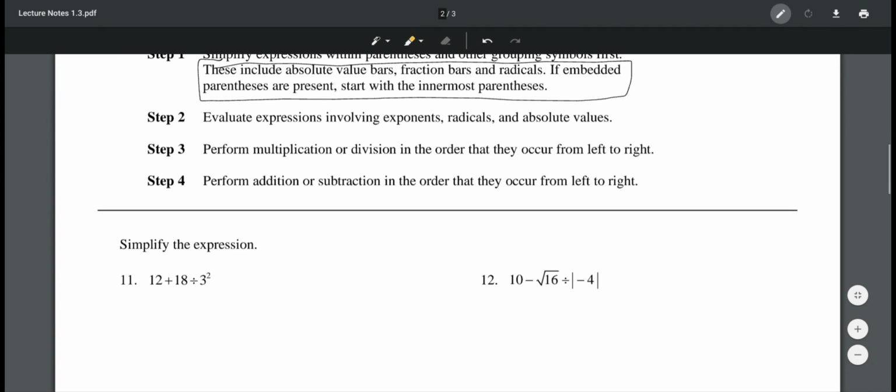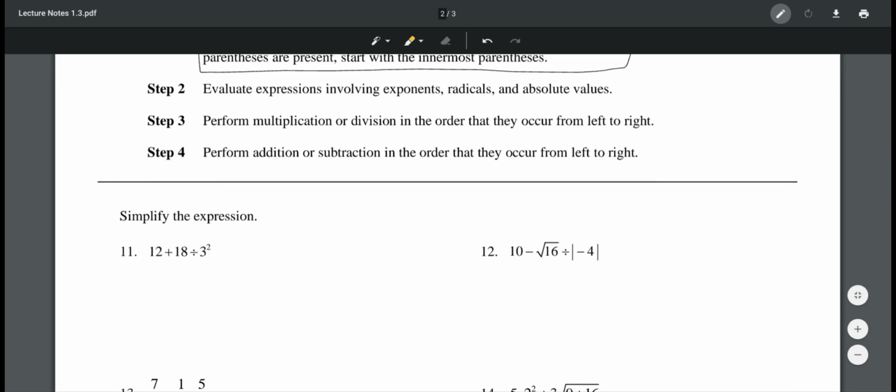Step 3, you perform multiplication or division in the order they come in from left to right. And then addition or subtraction. Notice that the word or is in both statements, not and, because or gives you the choice. If there is a division problem first, you divide first before you multiply. So please make sure you pay attention to that.